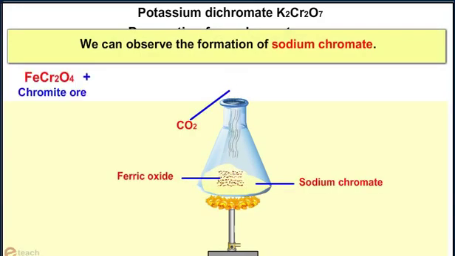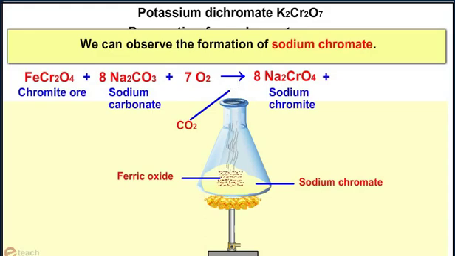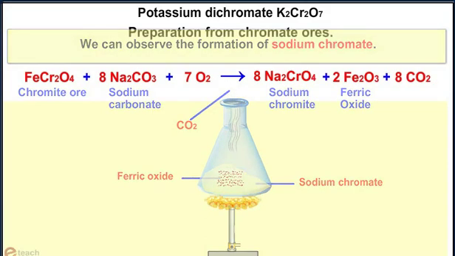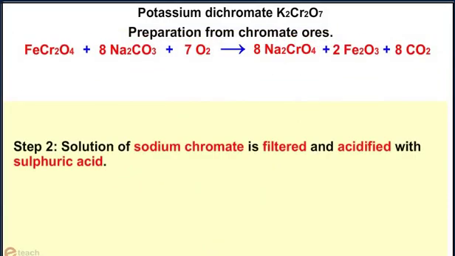The reaction is given by FeCr2O4 + 8 Na2CO3 + 7O2 gives 8 Na2CrO4 + 2 Fe2O3 + 8 CO2. Let's see step 2. In step 2, the solution of sodium chromate is filtered and acidified with sulfuric acid.